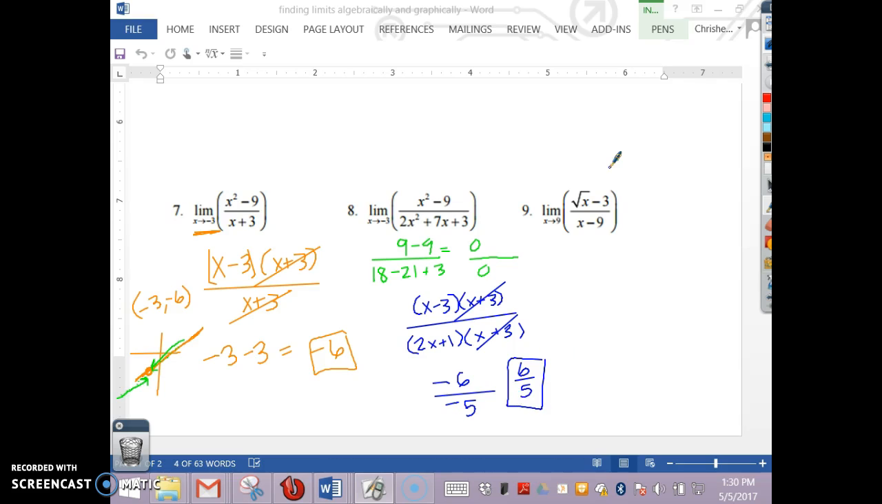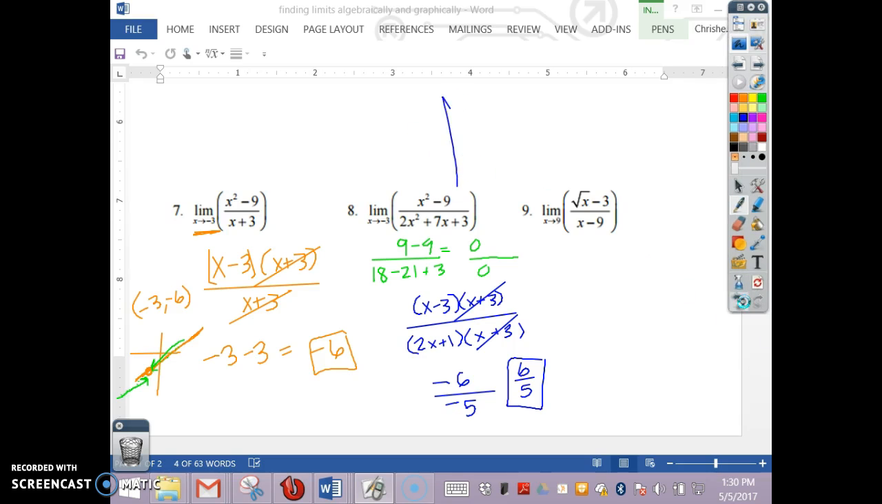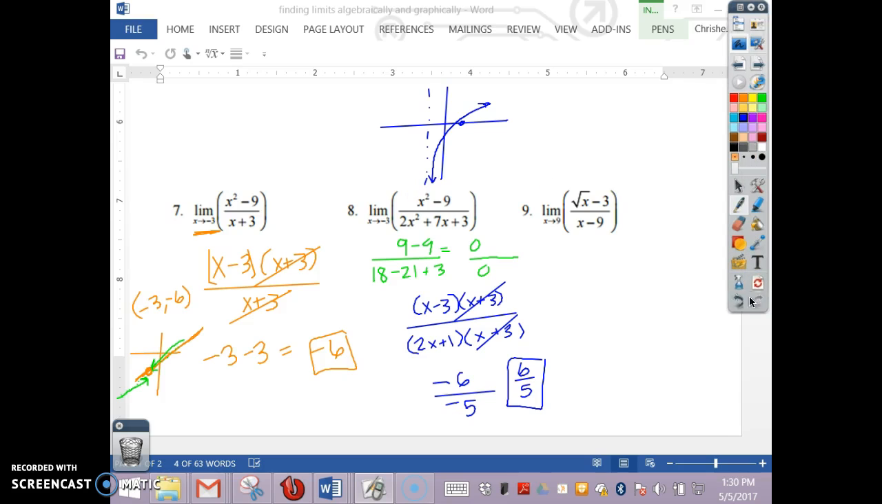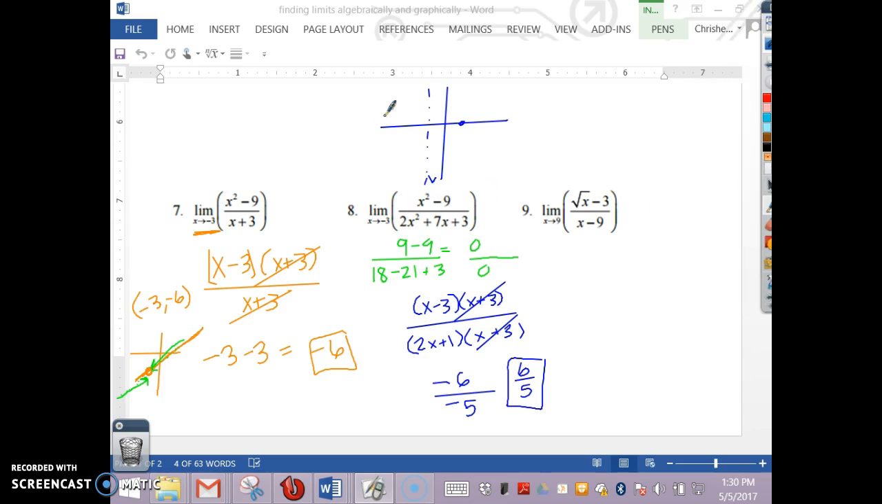So again, there's a hole. If I were to graph this, if you remember from rationals, this one would have a vertical asymptote at negative half from this denominator. It would have an x-intercept at 3, so it looks something like this, probably. No, it has a horizontal at 1/2 because of here. So it's looking like that and like that. And this means that there's a hole at negative 3, 6 over 5. So somewhere right there, there's a little hole there.